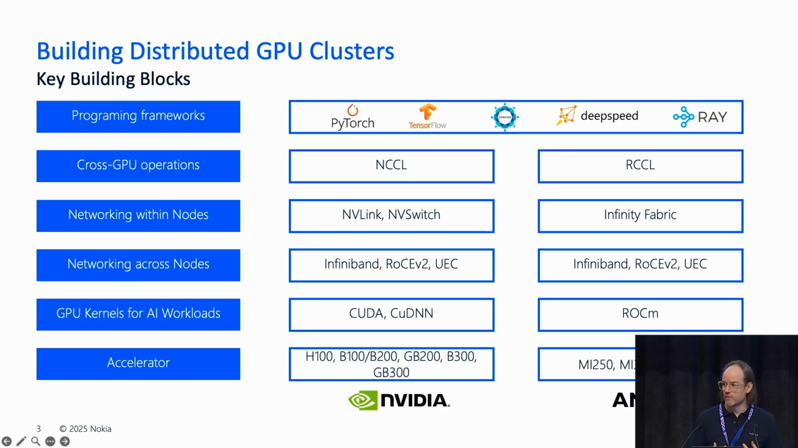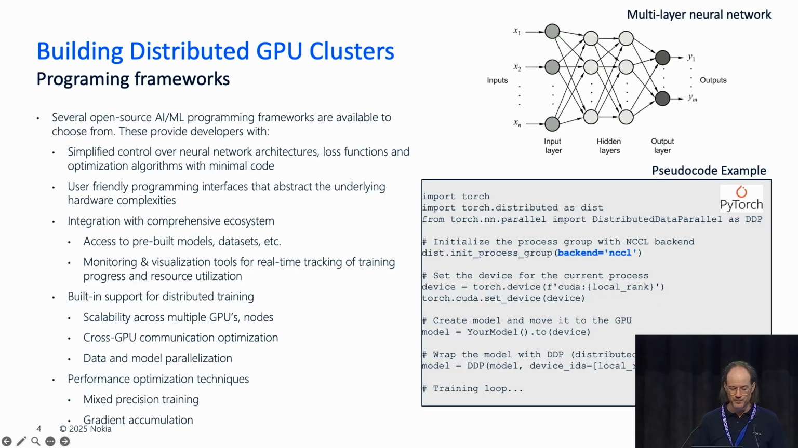And then in terms of the actual workloads running on the GPUs, this is facilitated by things like CUDA on NVIDIA and ROCm on AMD. And then you have the raw hardware accelerators themselves beneath it. Familiar products like H100, B100, GB200, and so on for NVIDIA, or MI250 and MI300 for AMD. So just taking a little bit more of a look at the programming languages themselves.